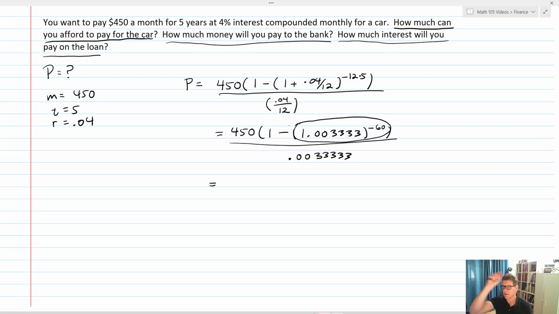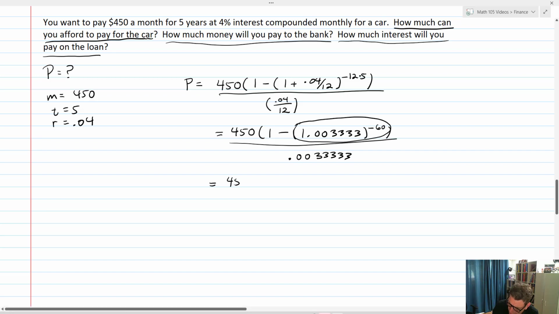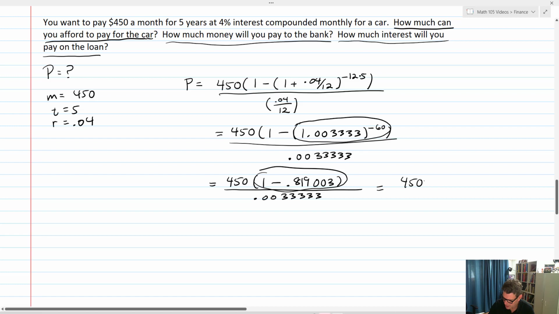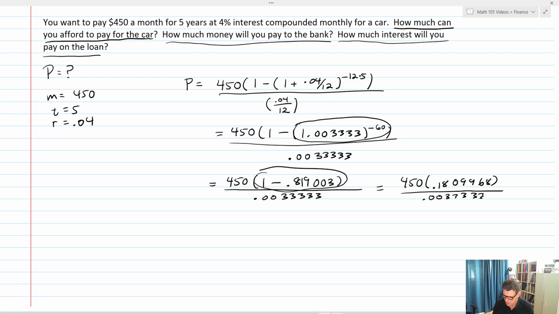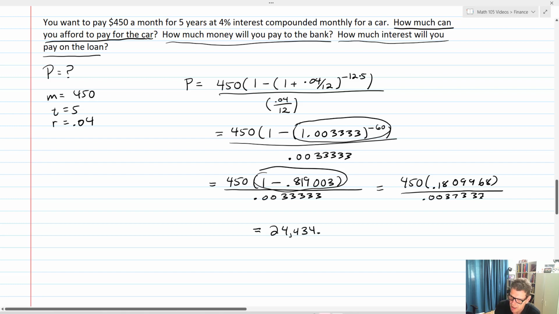It's nice, I can just use my little caret button, make it to the negative 60th. So this now gives me 450 times 1 minus 0.819003, divided by 0.003333. Okay? I'll now do my next set of parentheses: 1 minus that ends up giving me 450 times 0.1809968 divided by 0.003333. So we'll do that multiplication now: 450 times 0.1809968 divided by 0.003333. And that gives me $24,434.83.